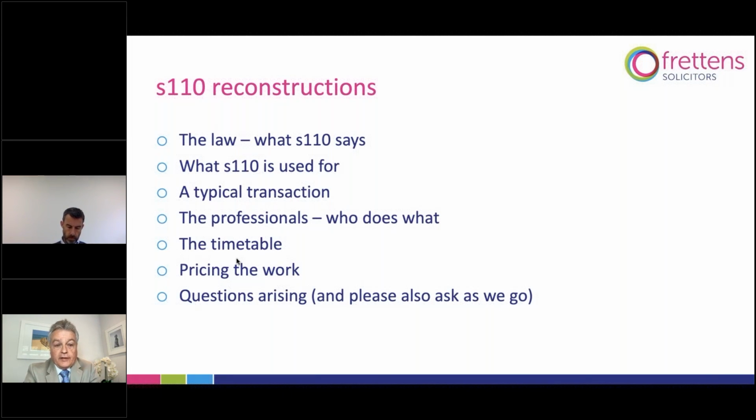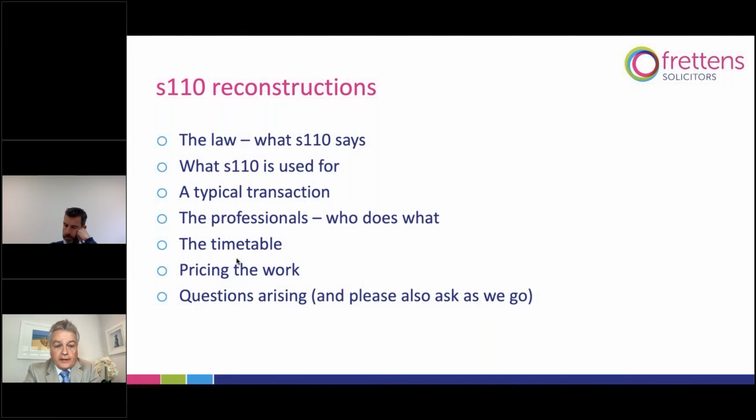And I'll look at the sort of cases that Section 110 is actually used for and how a typical Section 110 transaction is structured. Following on from that, I'll then look at the professional team and look at who does what. It's one of the things that's different about a Section 110 MVL is that you tend to be running it as a project with a number of other professionals. It's not just you and the company, its directors and shareholders.